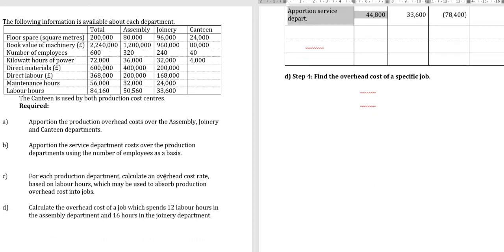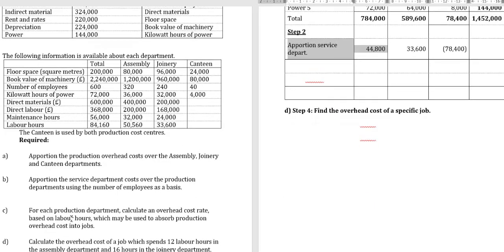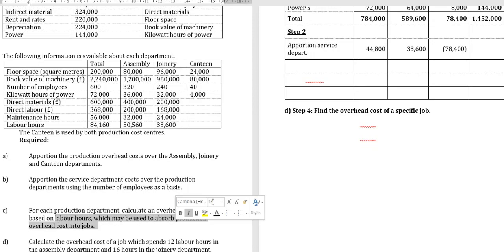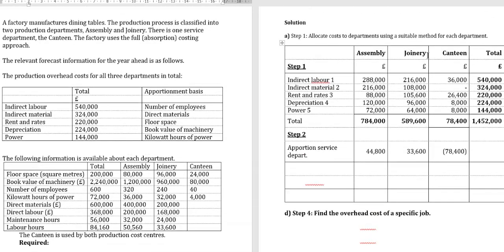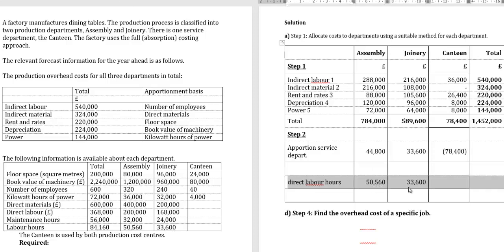Number 3 is the overhead cost rate. So how to calculate the overhead cost rate? It mentioned that we use labor hours. So how many hours do we have for each cost center? For the assembly and joinery. Now we have to ignore the canteen because we already apportioned the total cost of the canteen over joinery and the assembly. How many hours do I have? It's written here in the last row, which is 50,560 hours, and for joinery it's 33,600. So I will write both of them here. This should be the direct labor hours, 50,560 and 33,600. By the way, I need to get the total as well.